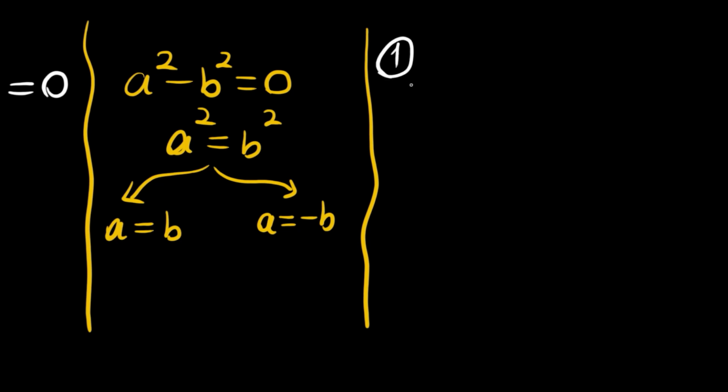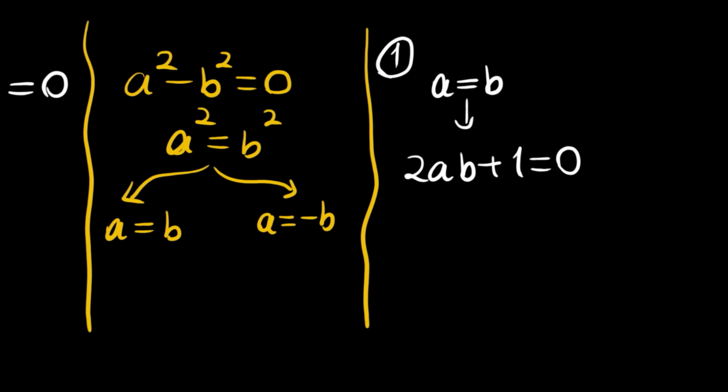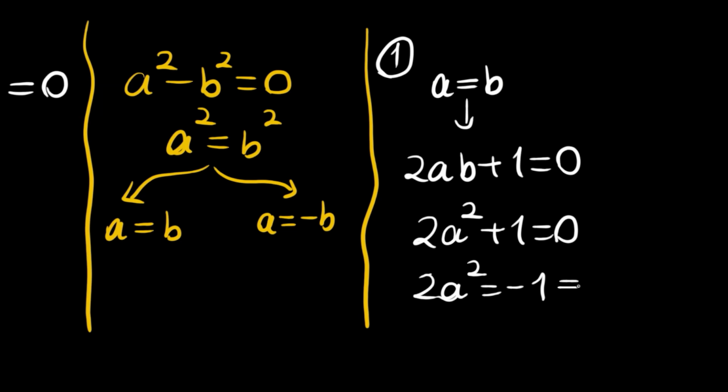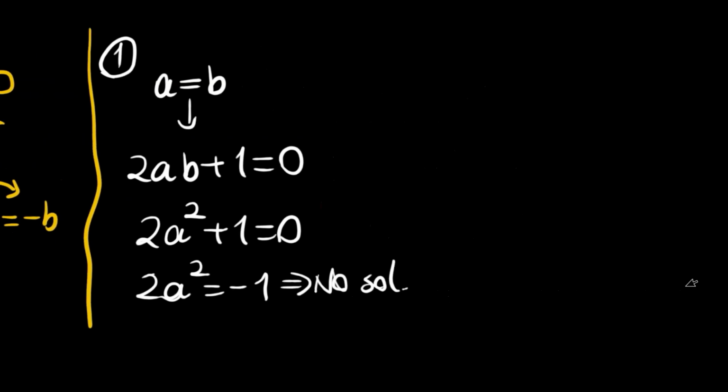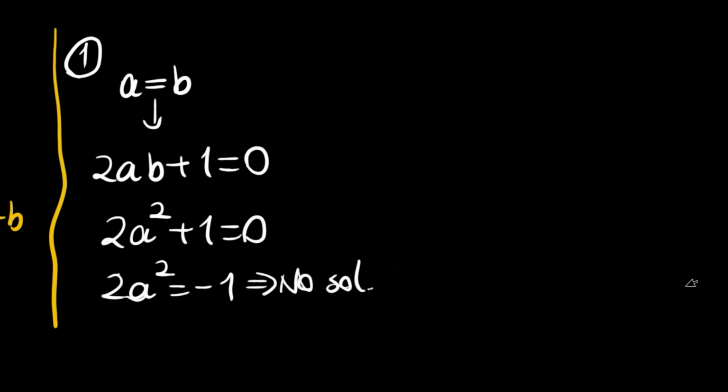Now first, if a is equal to b and 2ab plus 1 is equal to 0, then just writing a for b, we will have 2a squared plus 1 is equal to 0. 2a squared becomes -1. So no solution from this part, since a and b are supposed to be real numbers, for a plus bi being our complex number.